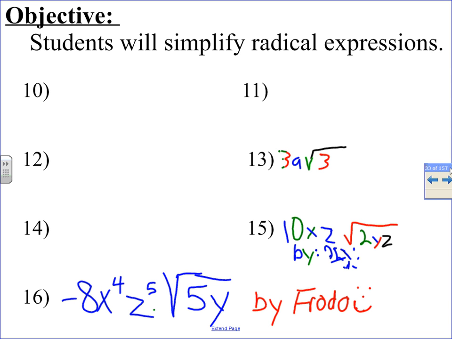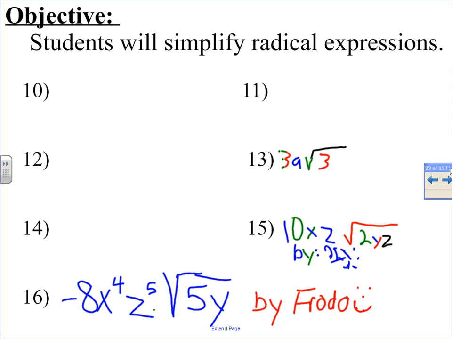Number 7 is not up here. Emma H., what'd you get for 7? Good. Number 8 is 6x squared. Perfect. Square root of 3xy. That one's right. Number 9. Someone just couldn't read their writing. This is a y, not an x. So number 9 should be negative 2y square root of 5x.